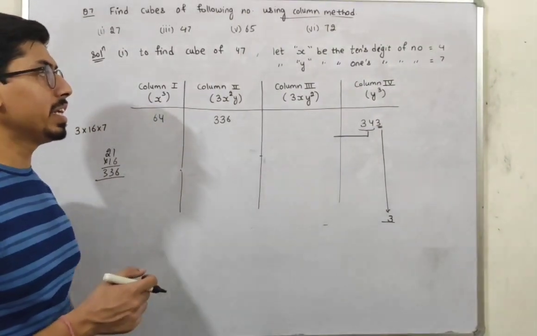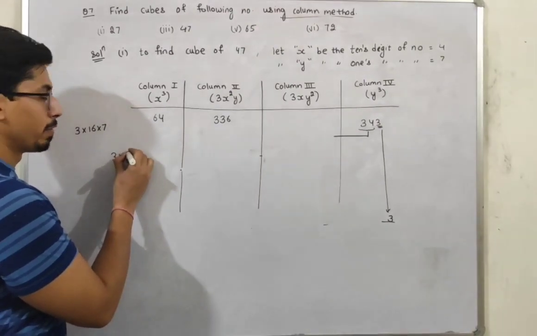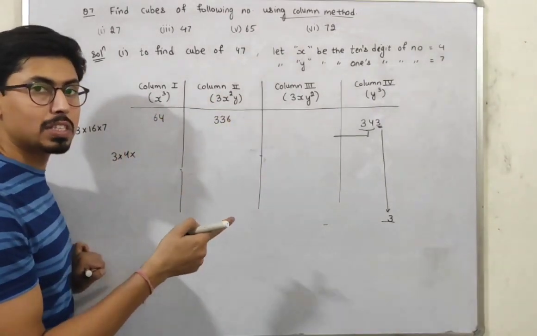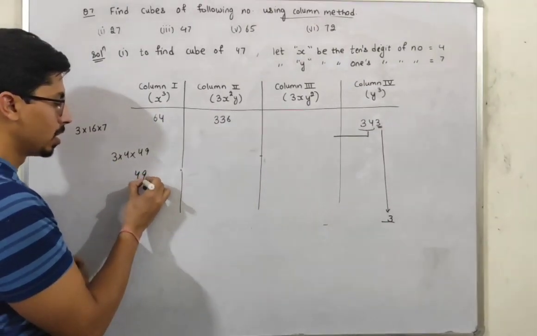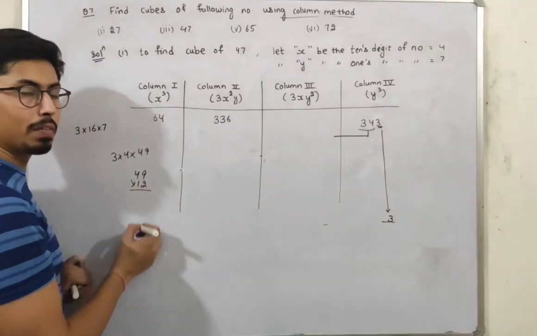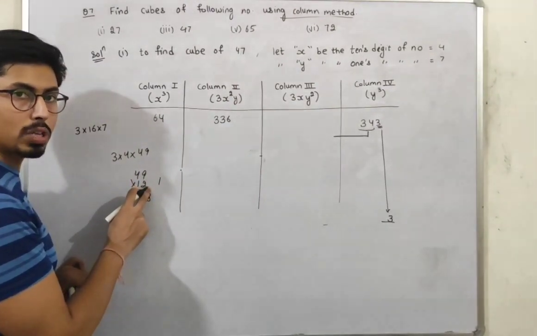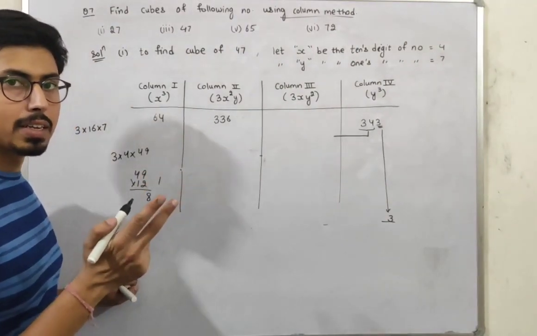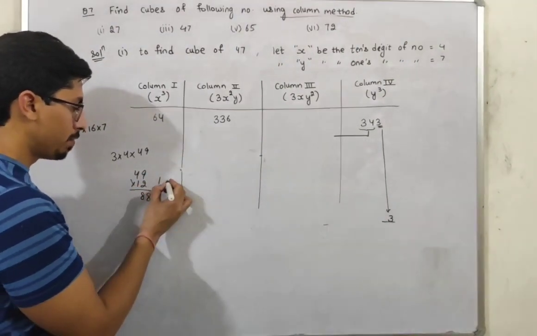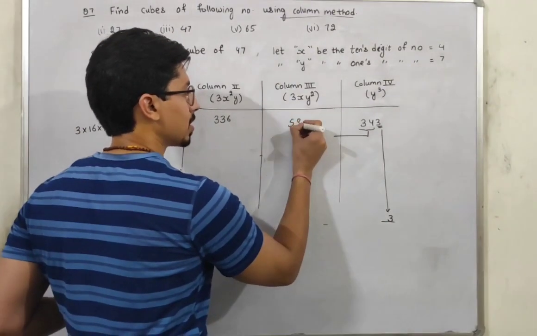Now we have to find 3xy square. See students, 3x is 12, y square, y is 7. 7 square is 49. So I have to multiply this 12 by 49. So 49 multiplied by 12. 9 2s are 18, 1, 4 2s are 8, 8 and 1 is 9. 4 1s are 4, 4 and 5. So it will be 588, students.